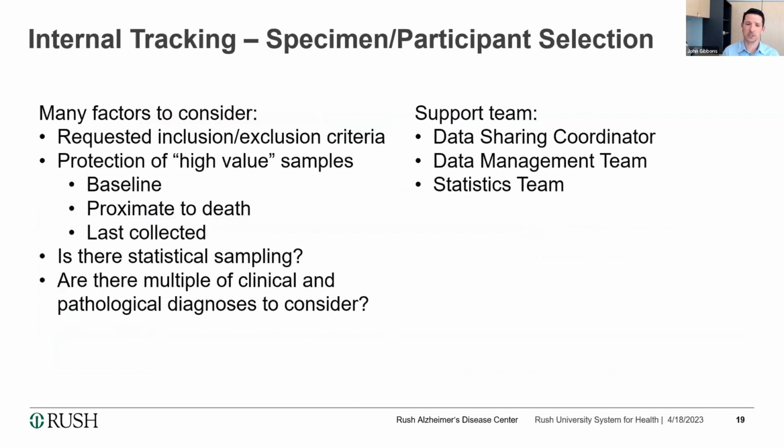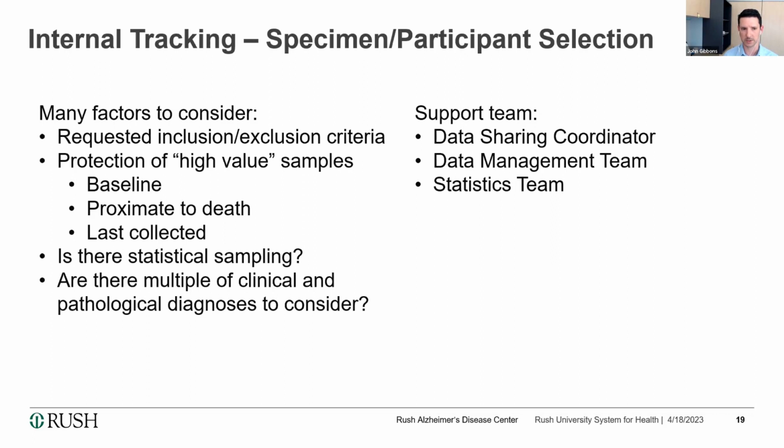So even though we know which specimens we're going to distribute, or which project we're going to distribute to, we don't necessarily know which participants to distribute. So we work pretty closely with our data team, our stat team, and our data sharing coordinator to work through those things. There's a lot to be done there in terms of lining up certain specimens, certain diagnoses, lining things up with MRI for certain projects, protecting high availability, baseline, last valid specimens that are of high value. So there's a lot that goes on there, and we work together as a team.